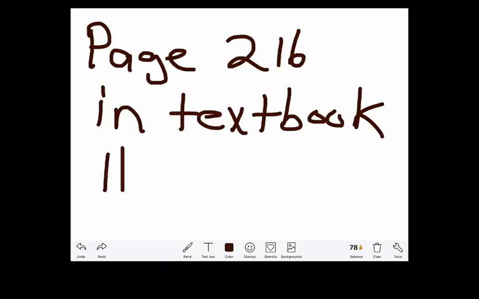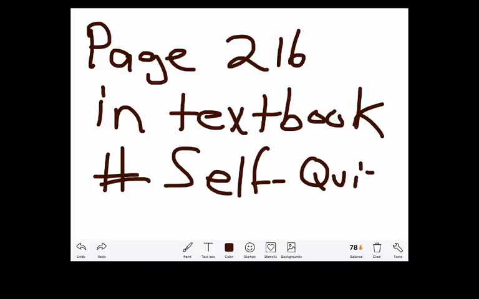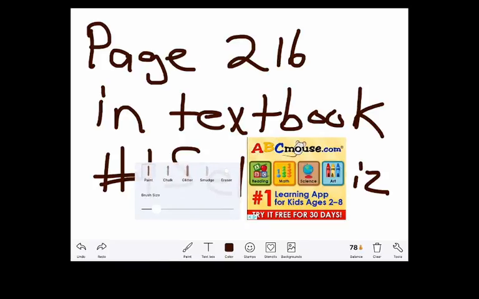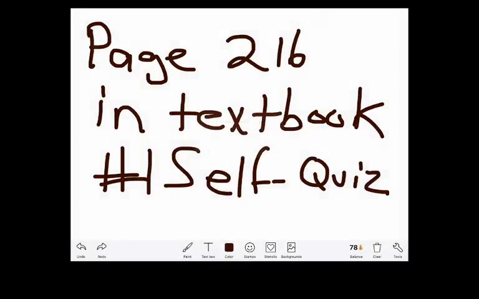And I'm going to start with the self-quiz. Number 1 in the self-quiz. A heterozygous individual has a blank for a trait being studied.